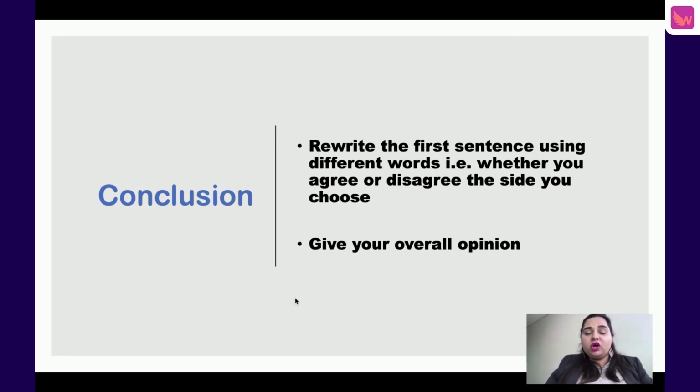That is, whether you agree or disagree, the side you choose. Give your overall opinion in the end if it is required or if you have any. This is how you write your essay.